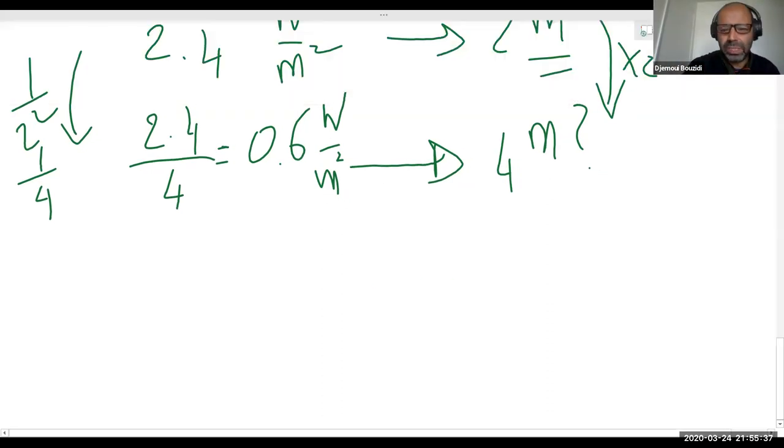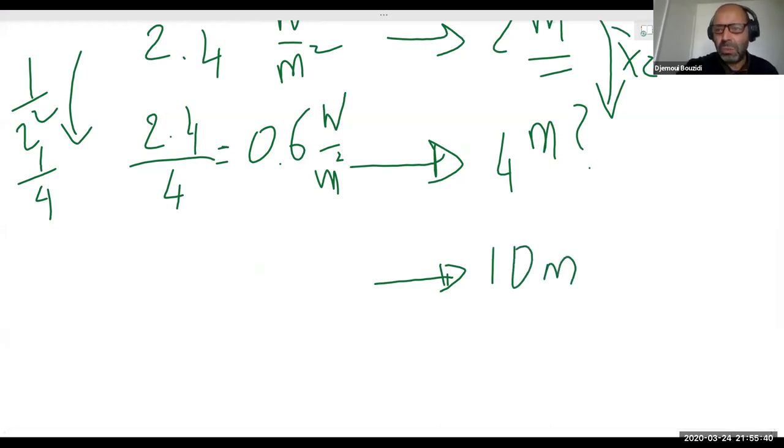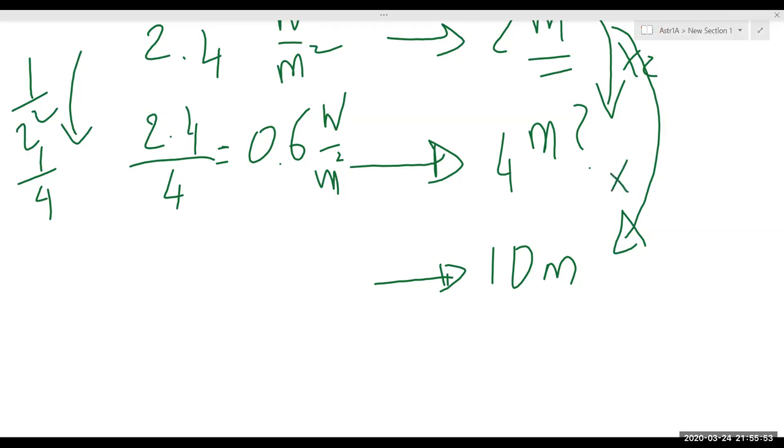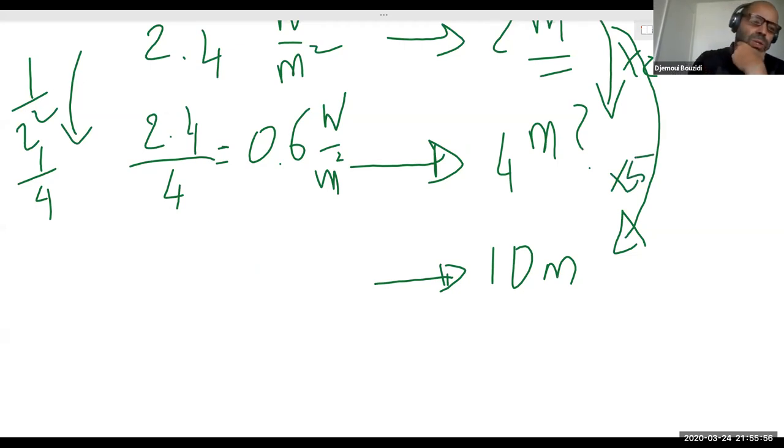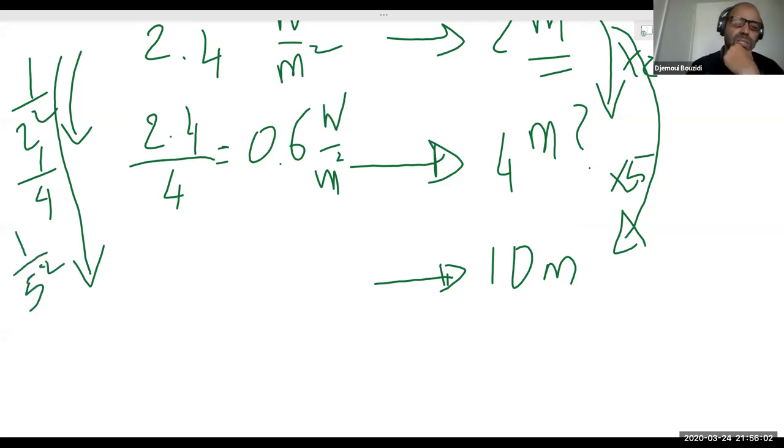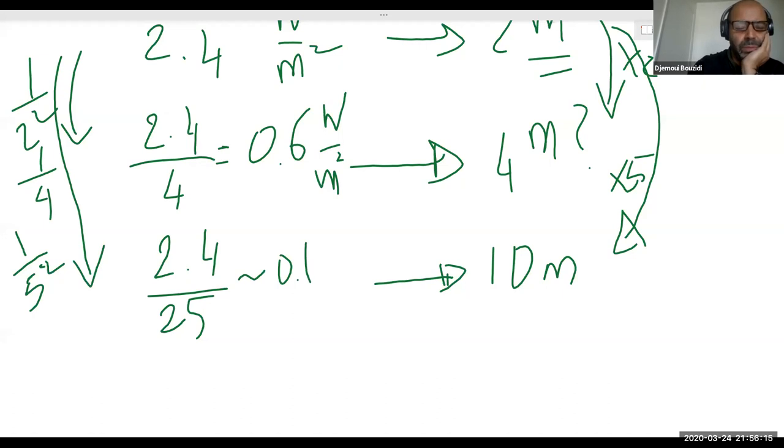So when we are 10 meters from it, we go from 2 meters to 10 meters. By what factor did we go from 2 meters to 10 meters? Five. A factor of 5, correct? 5 times, okay? So the intensity drops by 1/5 squared, because it's 1/distance squared, yes? 5 squared is 25, and 2.4 divided by 25 is very close to 0.1.